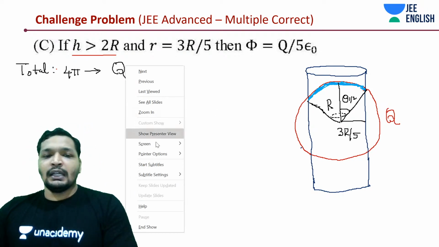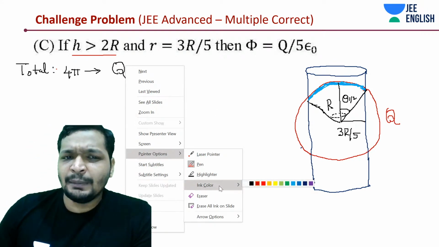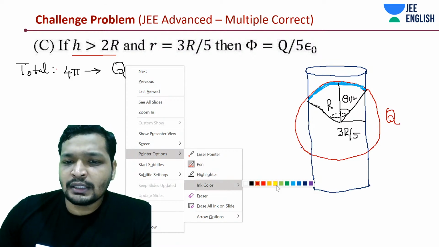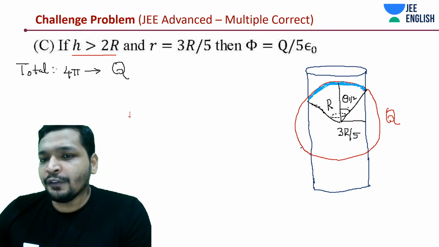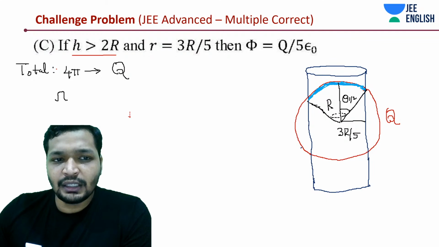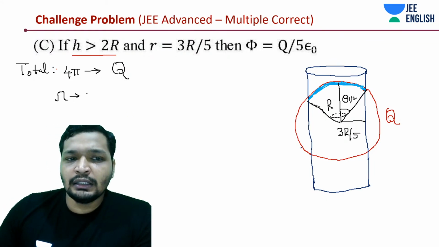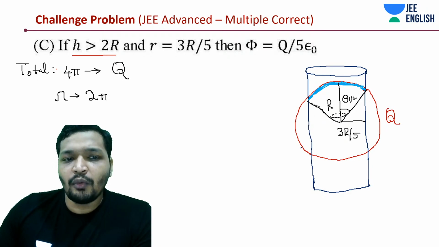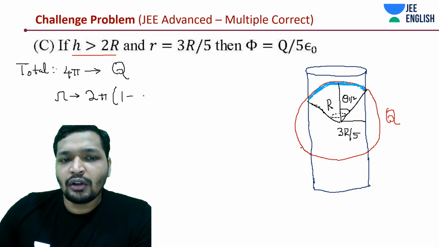Now the thing is, flux would be Q by epsilon naught. Now let's understand the next part of it. If I'm saying this much solid angle, for example, and I denote this solid angle with something, the equivalent is going to be 2 pi times 1 minus cos of the half angle.